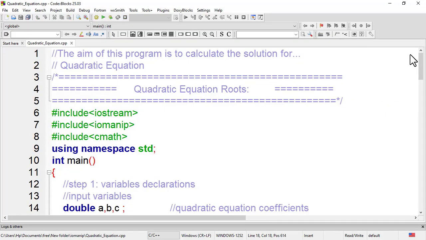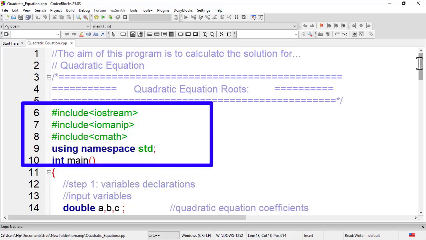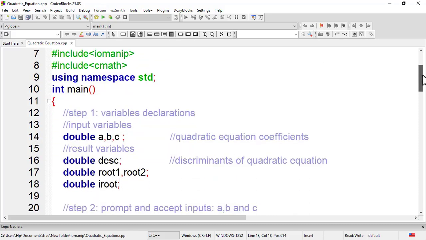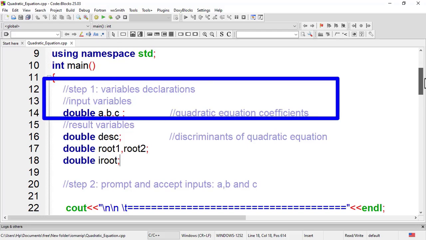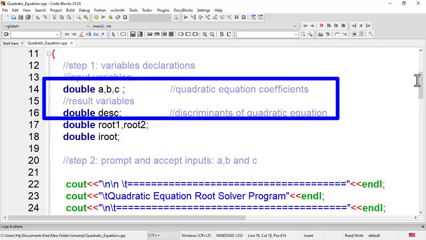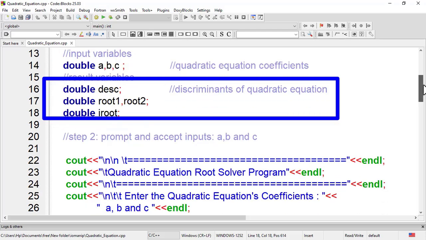The aim of this program is to calculate the solution for a quadratic equation. #include <iostream>, #include <iomanip>, #include <cmath>, using namespace std; int main. Step 1, variable declaration. Input variables: double a, b, and c. These are the coefficients for the quadratic equation. Result variables: double discriminant of the quadratic equation, double root1, root2, and double iRoot, which is the imaginary root for the quadratic equation.